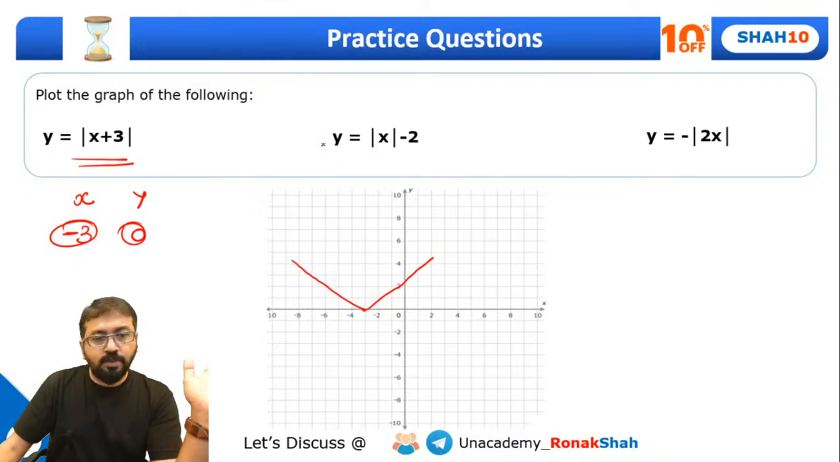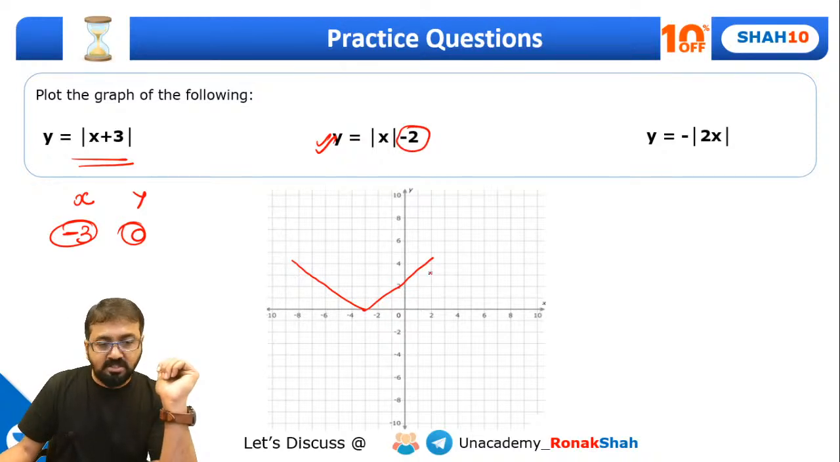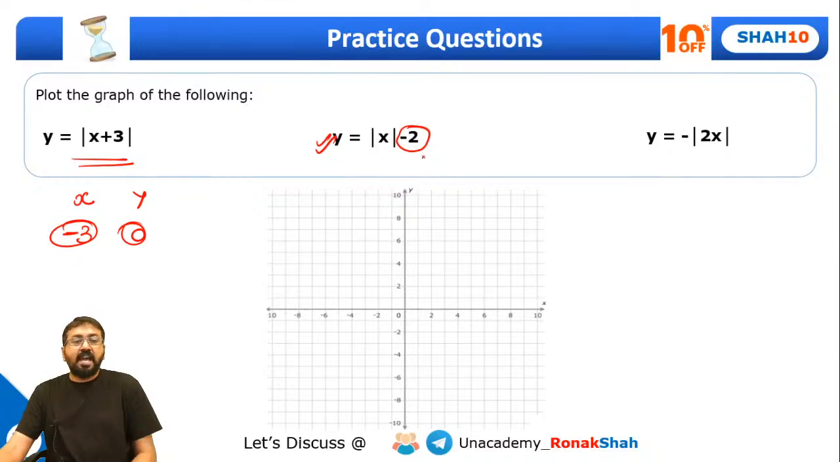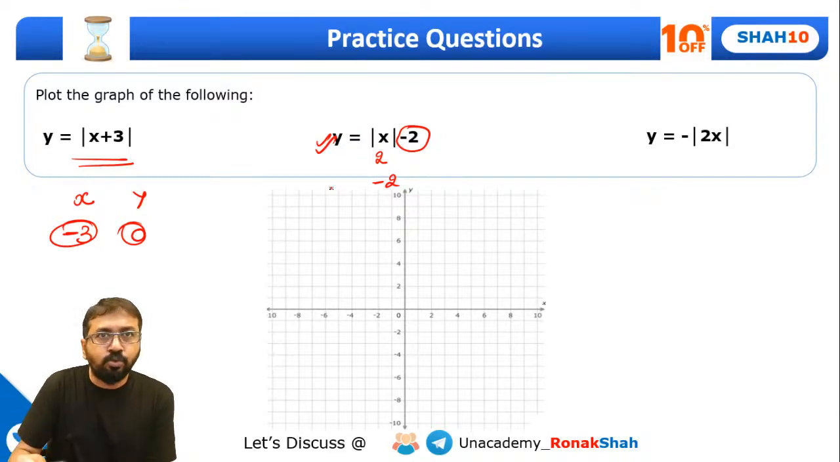So try for this one. What will be the graph for y equal to mod of x minus 2? Now guys, this minus 2 is outside the modulus. So think of the values of x for which y will be 0. Can I say for x equal to 2 or x equal to minus 2, y will be 0? Yes, because mod of 2 or mod of minus 2 will be 2, and 2 minus 2 will be 0. So I know for these two values, your y will be 0, right?